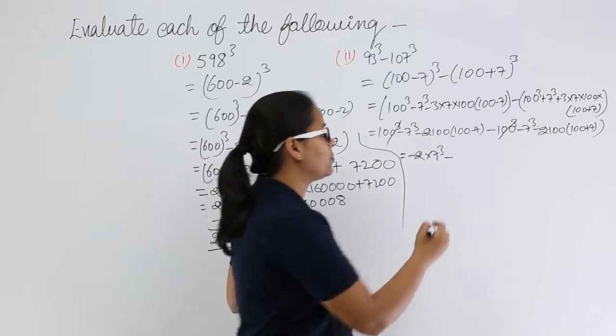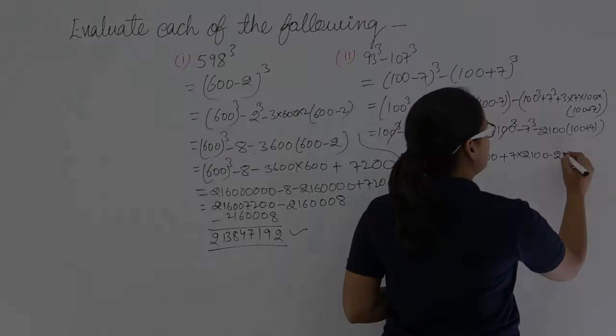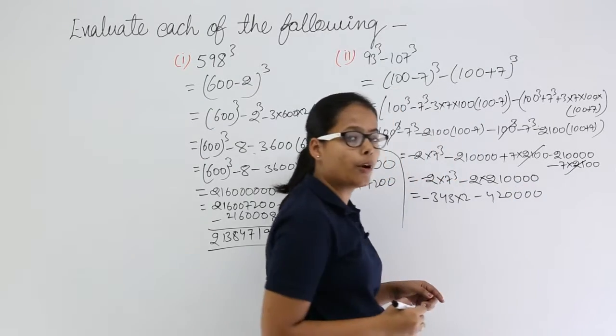Now let's solve this. This will become this. Now let's solve this. Minus 7 into 2400. 2100. Now here, this is plus 7 into 2100 and this is negative 7 into 2100. These two are going to get subtracted. This is minus 2.1 lakh and this is also minus 2.1 lakh. So here these two are going to get added and you'll get this. Now let's solve this further. This will give you 4.2 lakh.